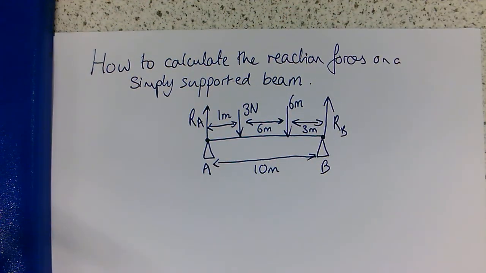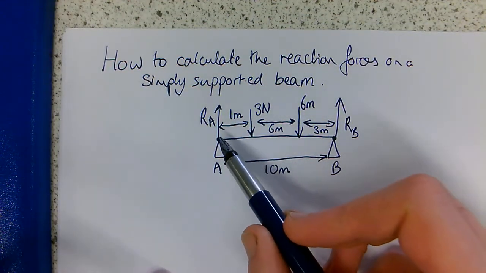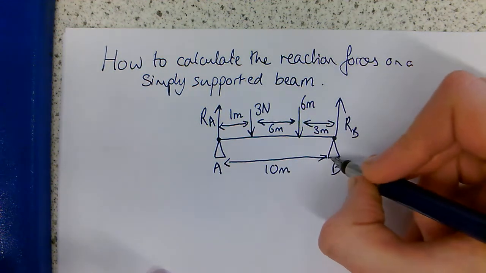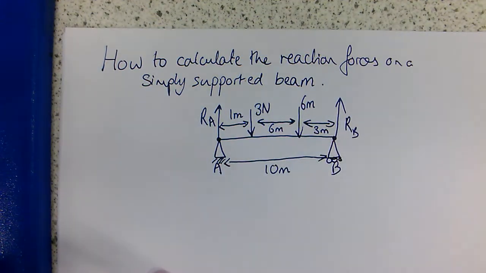How to calculate reaction forces on a simply supported beam. A simply supported beam, you may remember, is a beam that is supported at 2 points. Usually one of these will be a roller point, the other will usually be a pin joint.